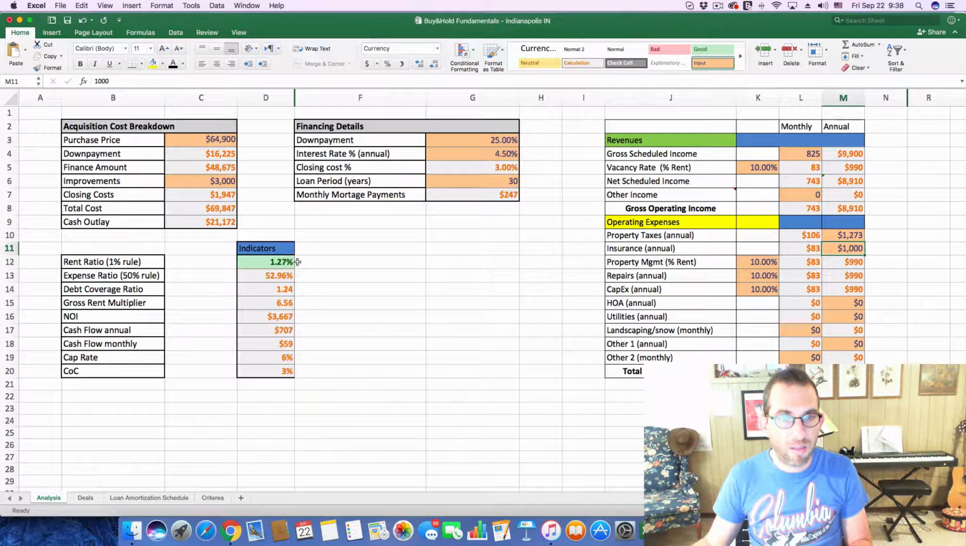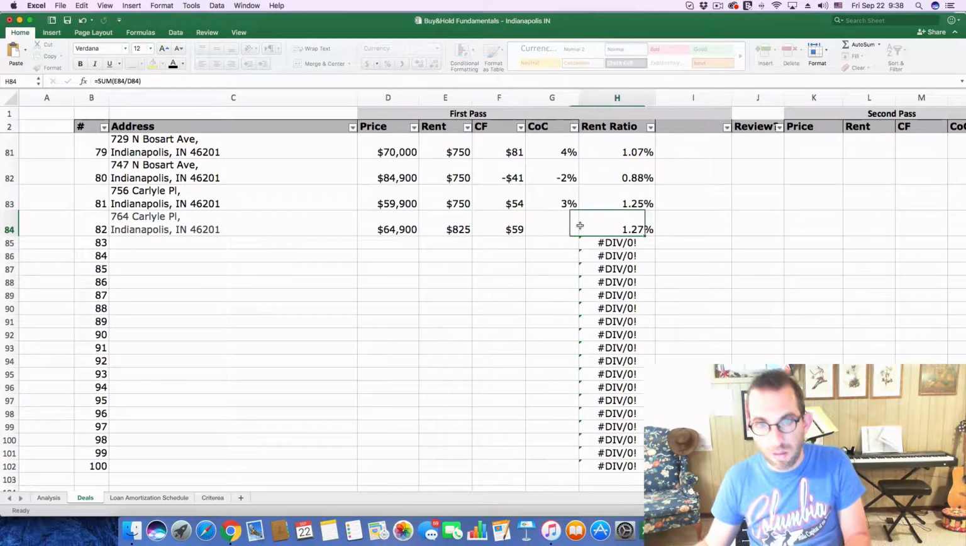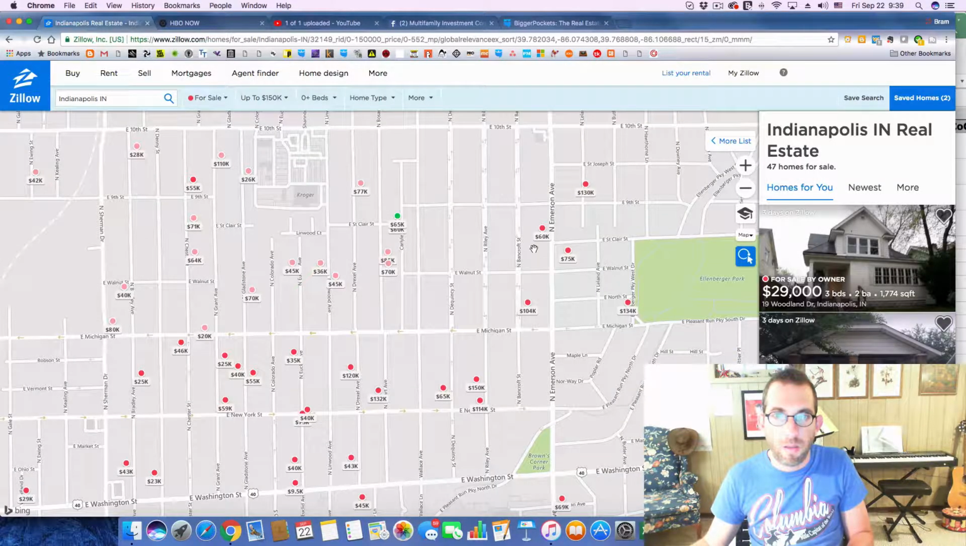Rent ratio here is almost 1.3. We're seeing that it's still a bit low. We know that the rent ratio needs to be a little bit higher. You're seeing that the expense ratio is a tad on the high side, and therefore $59 and 3%. That's not going to make the cut either. Okay.